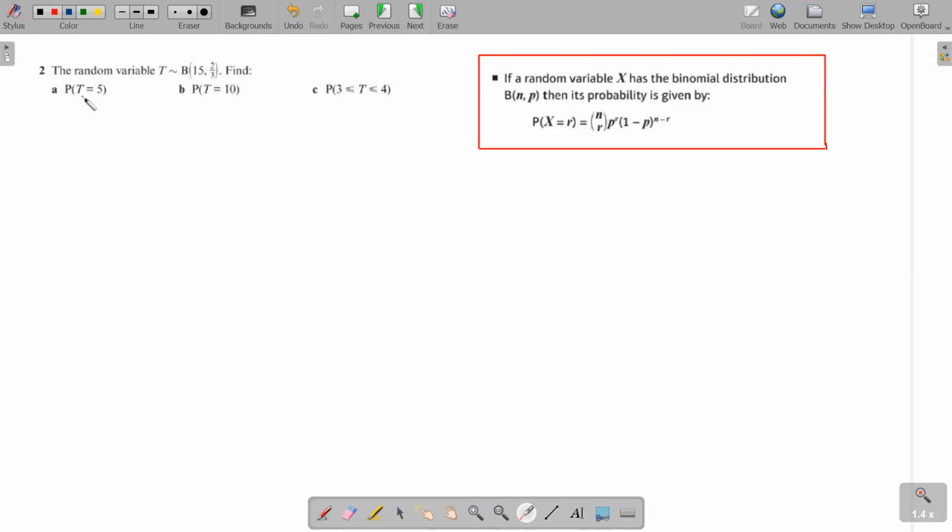They're asking you to find the probability T equals 5, which means out of the 15 trials, you have to find the probability that 5 are successful. In other words, automatically 10 are not successful. Are you with me? Okay, let's use the equation. So probability T equals 5, let's use the formula.